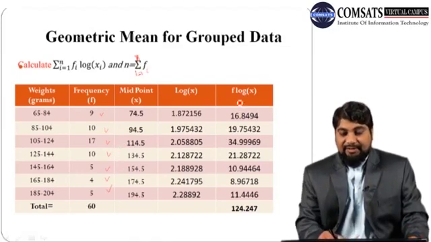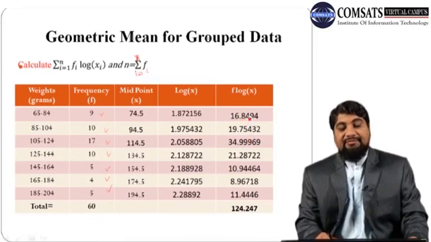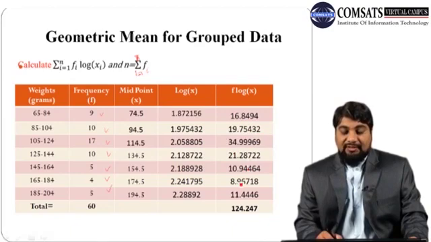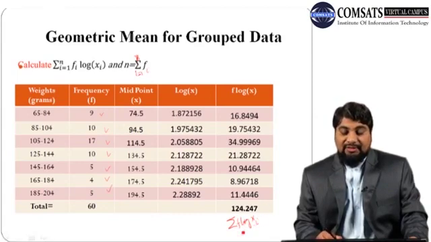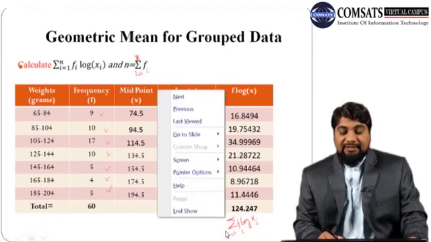So here this number 16.8494 plus 19.75432 and so on, this last number 11.44. So add all these numbers, we get this expression. And remember that this is summation f into log x, or you can put subscripts as well if you want, so i is equal to 1 to n. Here n is 7 in our case.